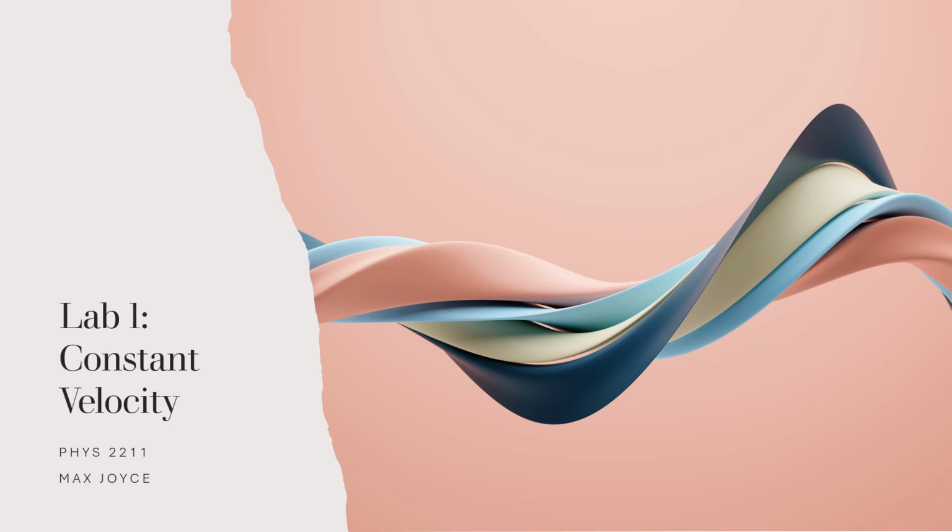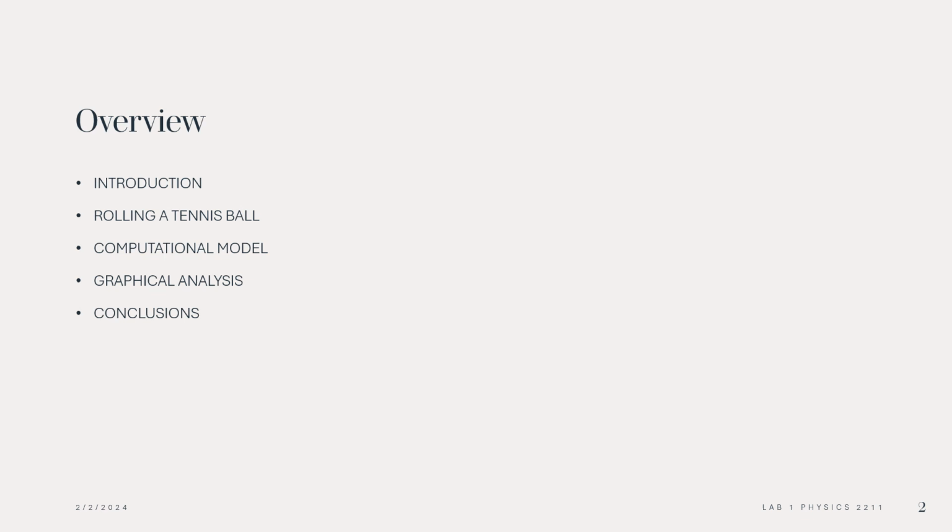Alrighty, my name is Max Joyce with Physics 2211, lab number 1, constant velocity. Quick overview. We're going to do an introduction, talk about rolling a tennis ball, talk about some computational models and a tracker, and wrap it up with some graphical analysis and some conclusions.